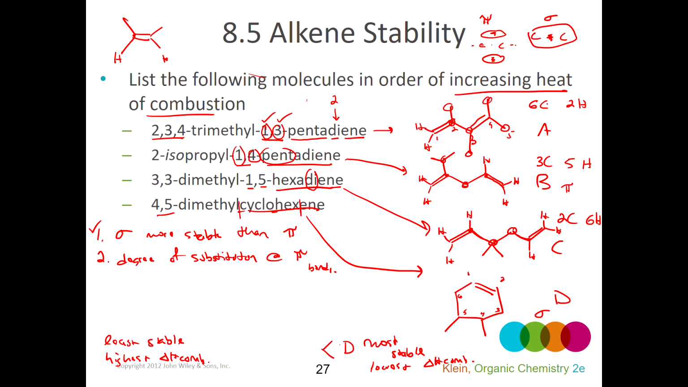So I'm looking for more carbons directly bonded to the carbons involved in the pi bond. That's going to make it more stable. So I can say A looks like it's more stable than B and C. B looks like it's more stable than C because there's more carbons substituted on the pi bonds compared to C. And C has the least stability because there's only 2 carbons substituted on those pi bonds and more hydrogen substituted on them instead.